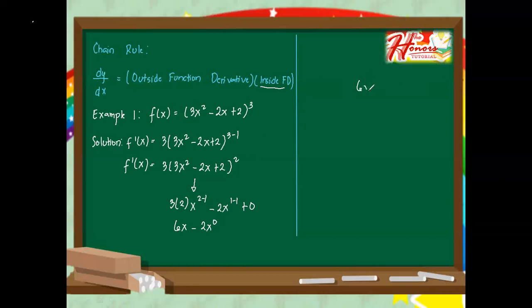Then we will be writing it as 6x minus 2 times 1. Why is it 2 times 1? It is because any term, variable, constant that you raise to 0 is equal to 1. So therefore, we have here 2 times 1. So we have here 6x minus 2 times 1, that's 2. And that's it. That is the f prime of x. You have to remember that, okay? So again, that is for f prime of x.